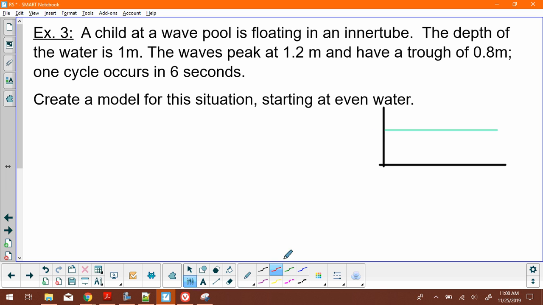So we're going to start at even water. Our period is going to be 6, and we need to break this up into 4 equal parts. So there'll be 3 and 0, 1.5, and 4.5. Peaks at 1.2, so that's a little bit above 1. Back to the center. Trough is at 0.8, so our model looks something like this for the waves. And now we have what we need to set up the equation.